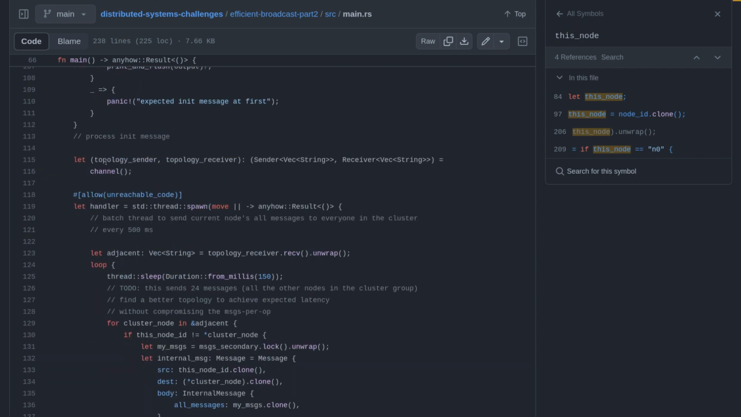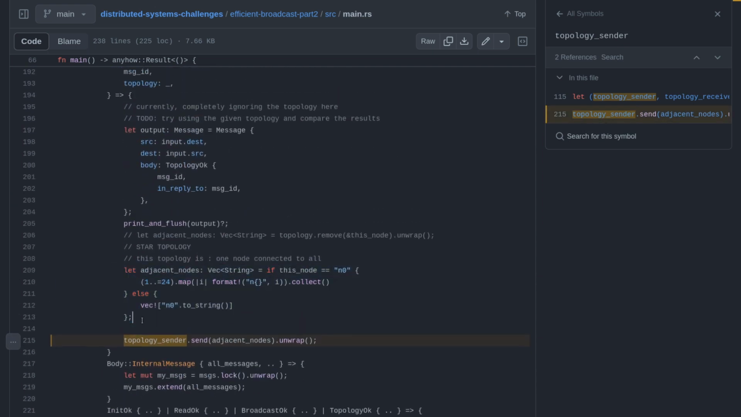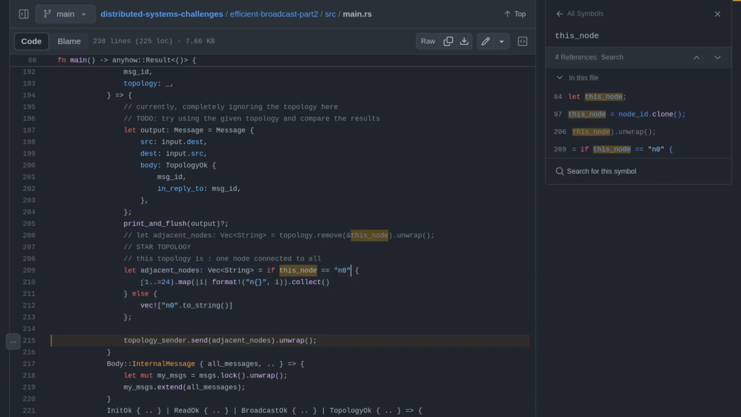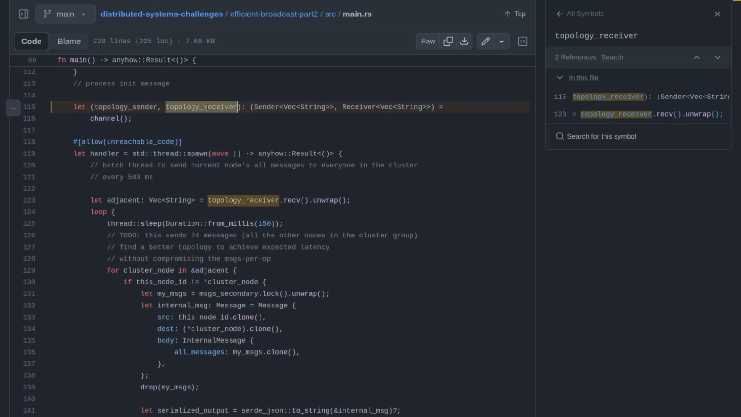Okay, so that's it, and I have again used a channel here to send the topology from the main thread to the secondary thread. So this is the reference to that. Here we are creating our star topology. If the current node is N0, the adjacent elements to it are N1, N2 up to N24. So this code will generate the topology and send it to this secondary thread, which receives the topology.